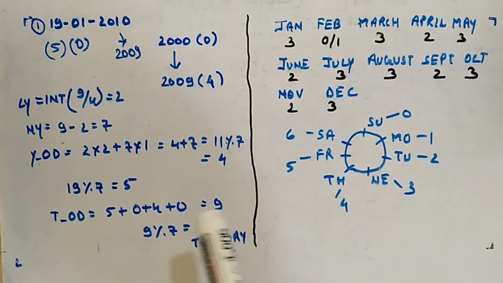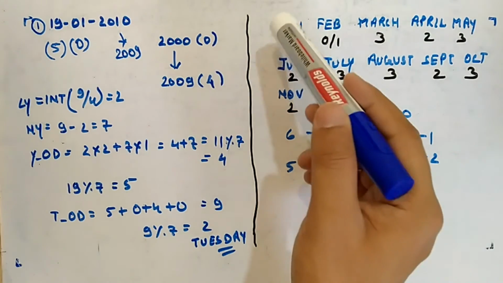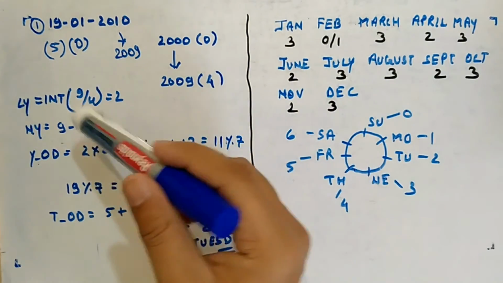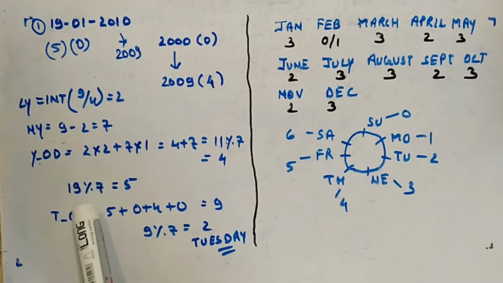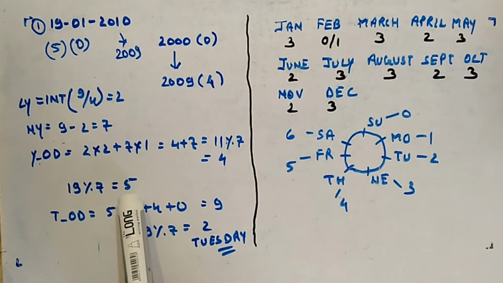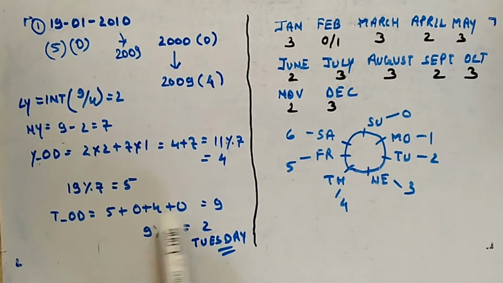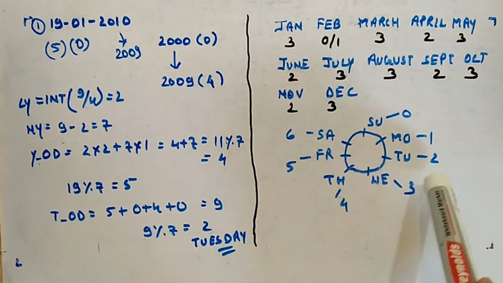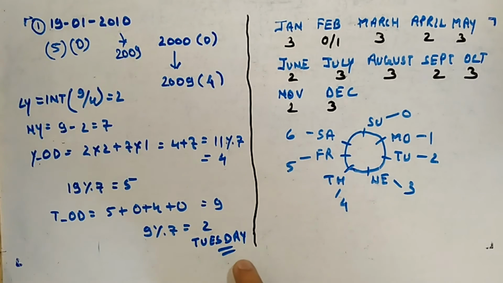So that is for the year part, and you can see it is January only, so we don't have to take any odd days for months. Only for the day part we have to take odd days. So 19 modulo 7 you will get 5. So total 5 plus 0 plus 4 plus 0, that will be the total odd days. So 5 plus 4 plus 0 plus 0, that is 9. 9 modulo 7 is 2. 2 means 0, 1, 2, it is Tuesday. So on 19th January 2010 it was Tuesday.